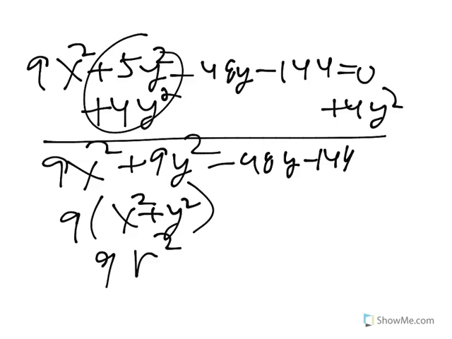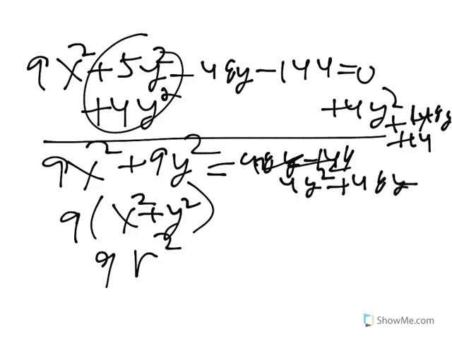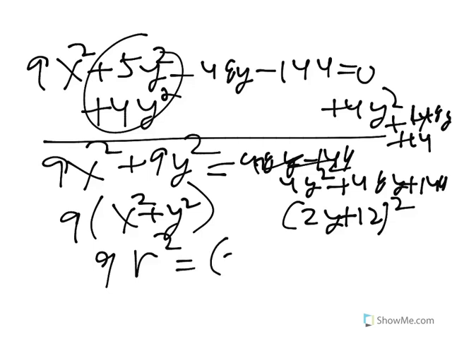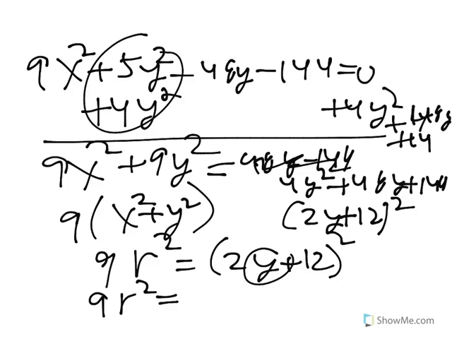Oh, I see. Let me move everything over to the other side, the 48y also, and the 144. So on the right side, I have 4y squared plus 48y plus 144. That actually factors to 2y plus 12 squared. Now again, I have this weird equation that's got r's and y's in it, but I can replace y with r sine theta.